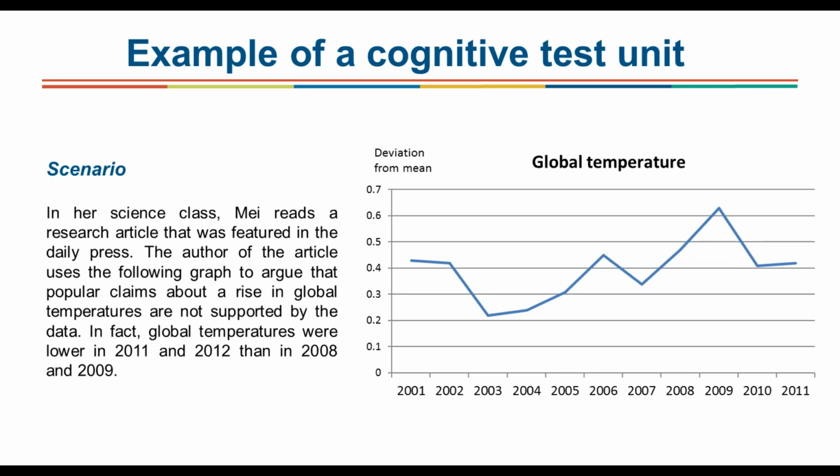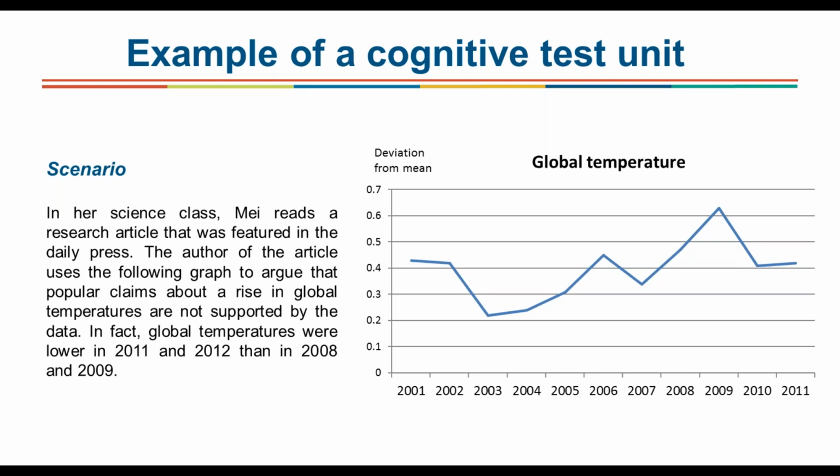So the cognitive test will be 1 hour, and in that students will complete a variety of test units. Each test unit revolves around one scenario, which will have about 4 or 5 task items that relate to it. Each scenario essentially presents a case study that's relevant to 15-year-olds, a situation that they might encounter in their day-to-day life.